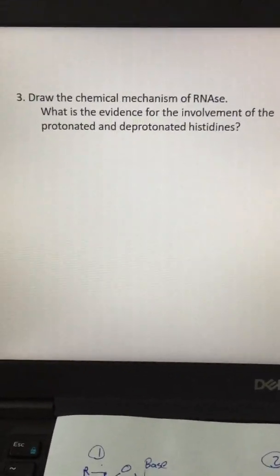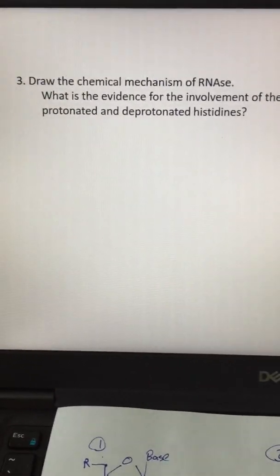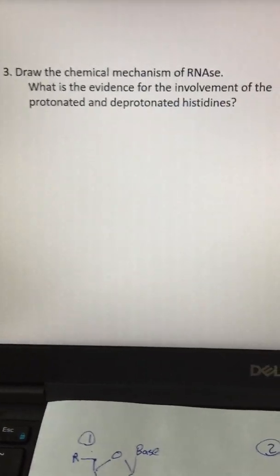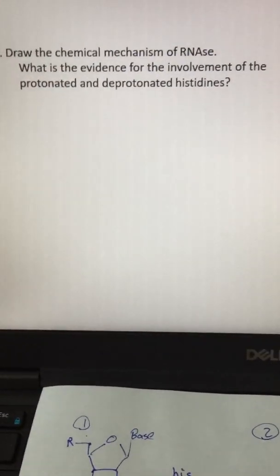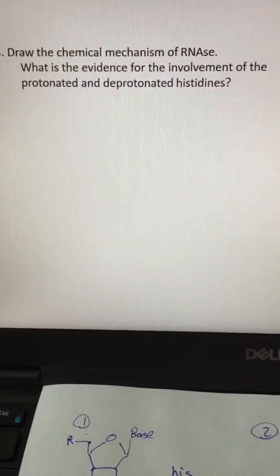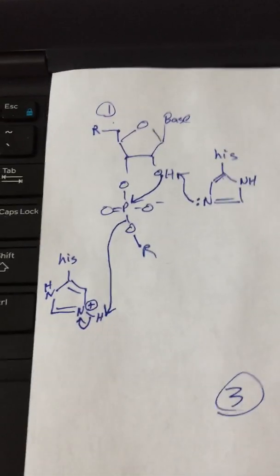Question number 3 on your homework is draw the chemical mechanism of RNase. And it also asks us, what is the evidence for involvement of the protonated and deprotonated histidines? All right, so the mechanism is going to start off like this.